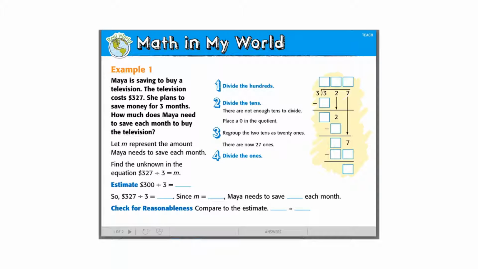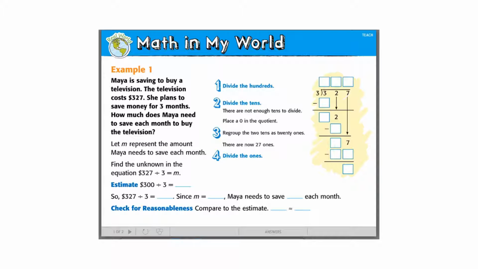Example number 1 says, Maya is saving to buy a television. The television costs $327. She plans to save money for 3 months. How much money does Maya need to save each month to buy the television? So we're going to let M represent the amount of money that she needs to save. So the question would be 327 divided by 3 equals M. Whatever M is going to be, that's going to be our quotient.